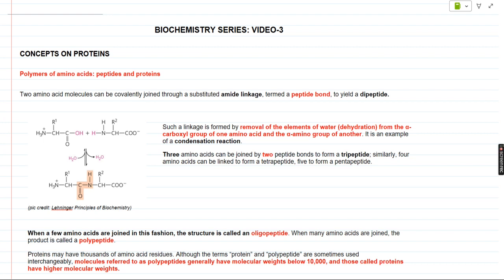So we all know that proteins or peptides, which is the common name, are nothing but the polymers of amino acids. Or I would rather say, amino acids are the building blocks of proteins. Okay, so when two amino acid molecules are covalently joined together through a substituted amide linkage, there is a formation of what is called a peptide bond.